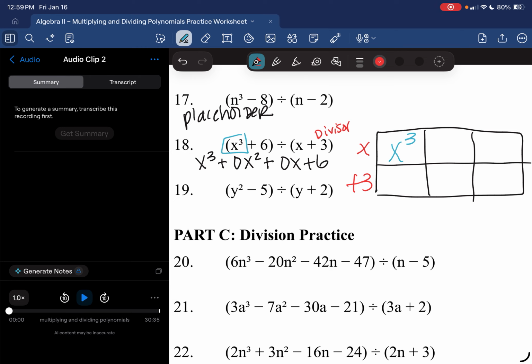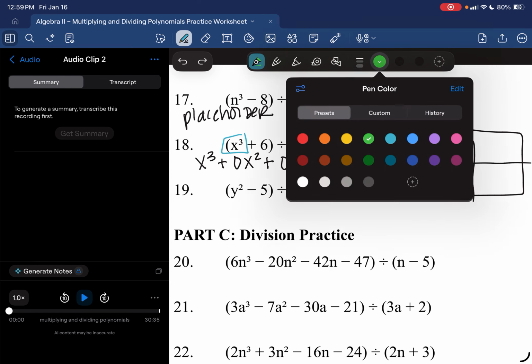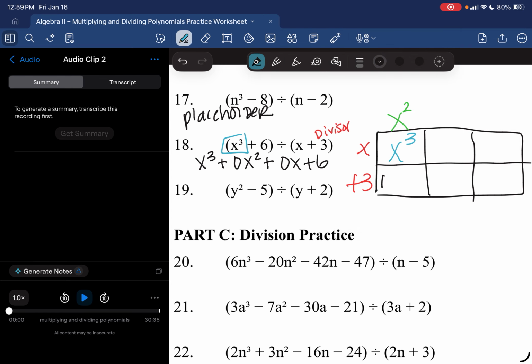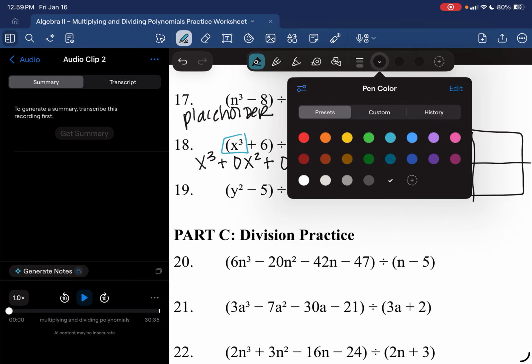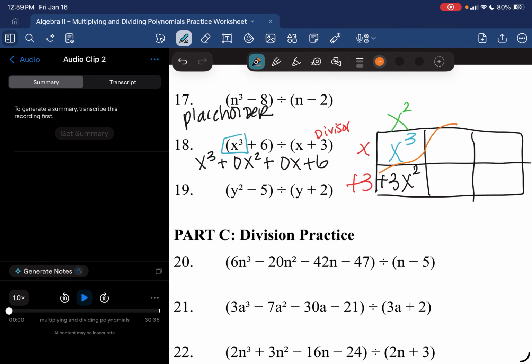Now you ask yourself the question, x times what gives me x cubed? Well, x times x squared, right? You're adding the exponents. X times x squared is x cubed. Then you multiply. 3 times x squared is 3x squared. Okay, what do you draw? See if you can try this by yourself without my help.